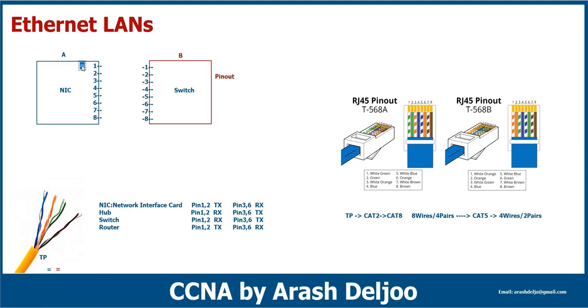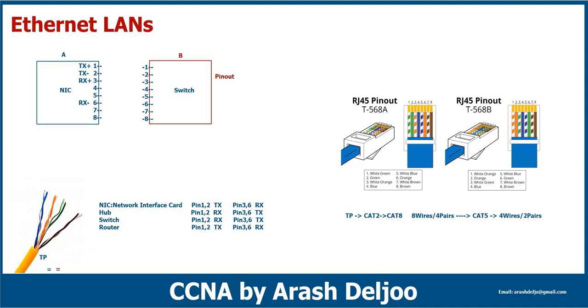Pin 1 is used for TX. Let me write TX plus, and this is TX negative. I will show you the circuit of TX plus and TX negative, but for now let me use TX plus and TX negative. Also, pin 3 is for RX plus, and pin 6 is for RX negative. You know that pin 4, pin 5, pin 7, pin 8 are not used. Why? Because we are using Cat5 or Cat3, for example.